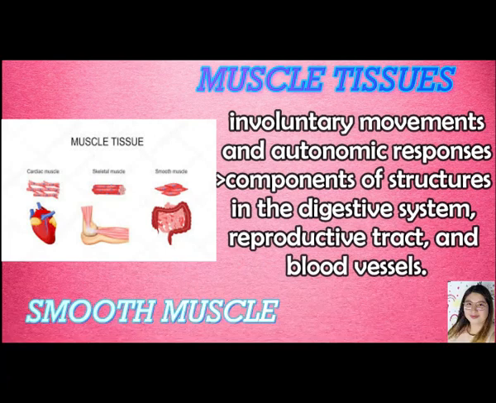So, these fibers are composed of structures in the digestive system, diba? Hindi mo naman napapagalaw yung intestine mo, diba? Yung stomach mo, yung esophagus mo, napapagalaw mo ba? No. Also, your reproductive tract, diba? Hindi mo naman napapagalaw yan. And of course, your blood vessels. All of those are composed of smooth muscle fibers, which are involuntary moving.